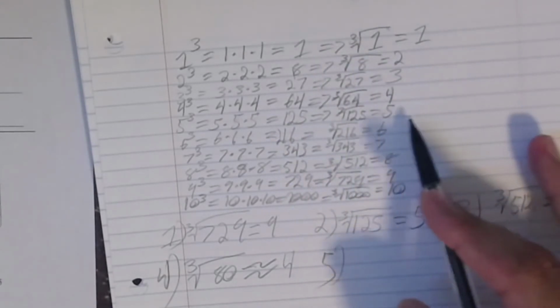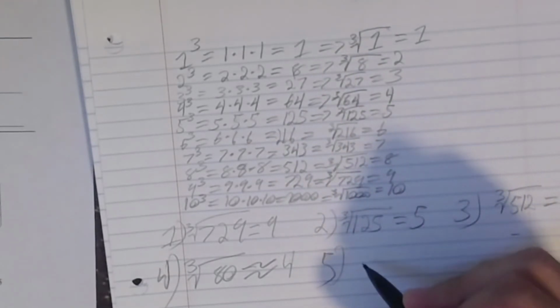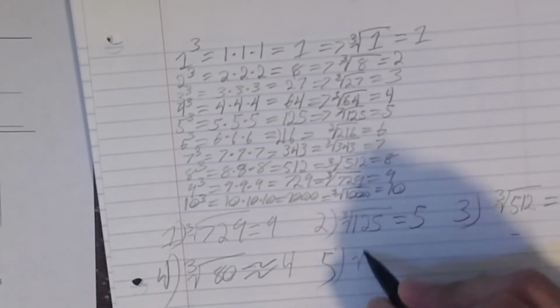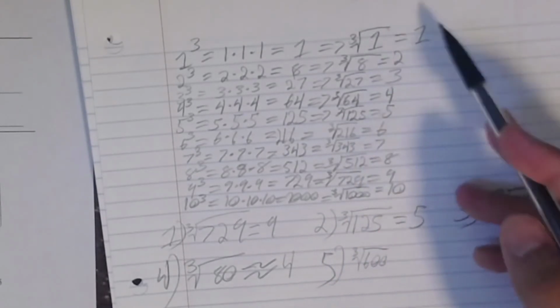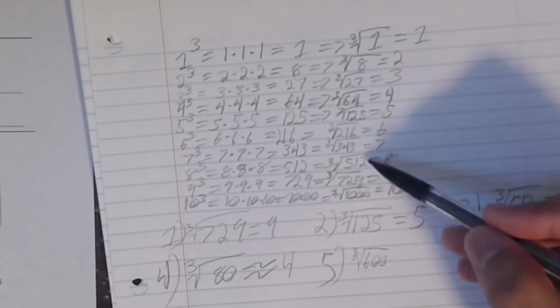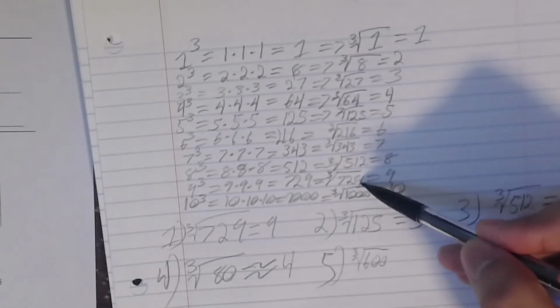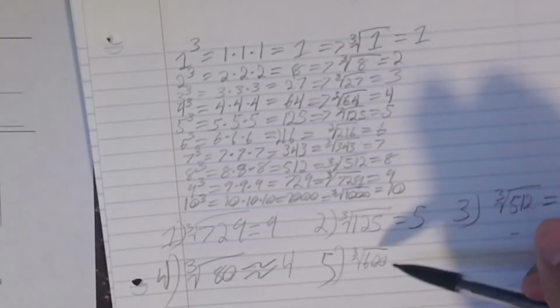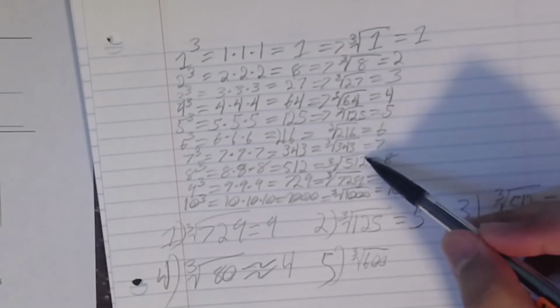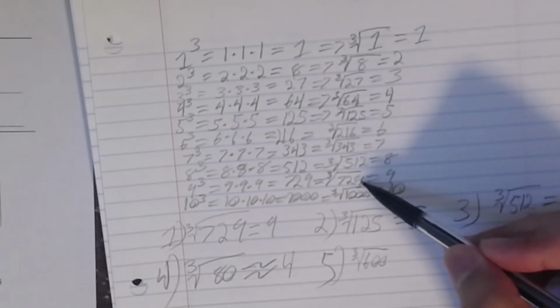Now, 5, let's see. Let's do the cube root of 600. Where is it? Do we have a cube root of 600? Nope, but it's in between 512 and 729. Is 600 closer to 512 or to 729?